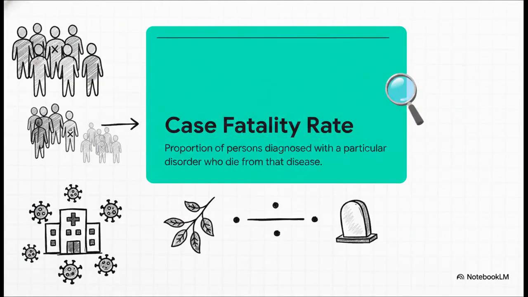Next up, we have the case fatality rate, or CFR. This one is pretty heavy, but it's a critical mortality measure. It literally tells us, if someone gets this specific disease, how lethal is it? Notice that we aren't looking at the whole population here. We're isolating just the group of people already diagnosed with the disorder, and then calculating the proportion of those who, unfortunately, pass away from it.